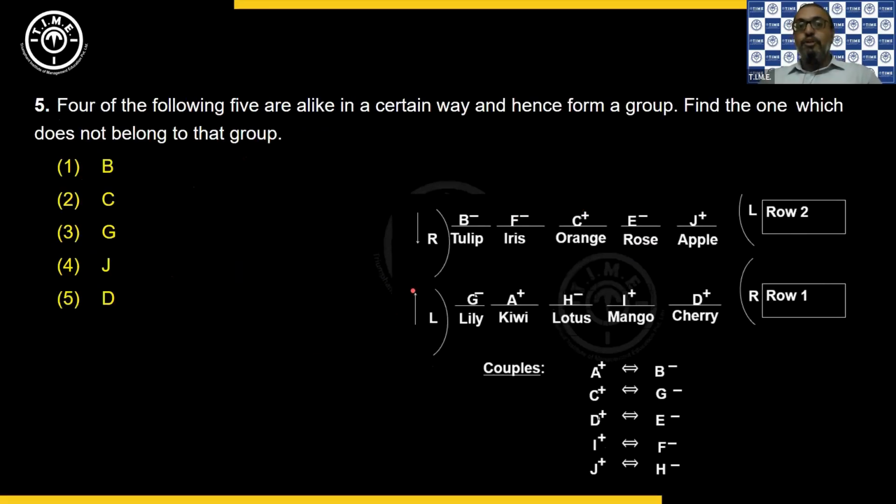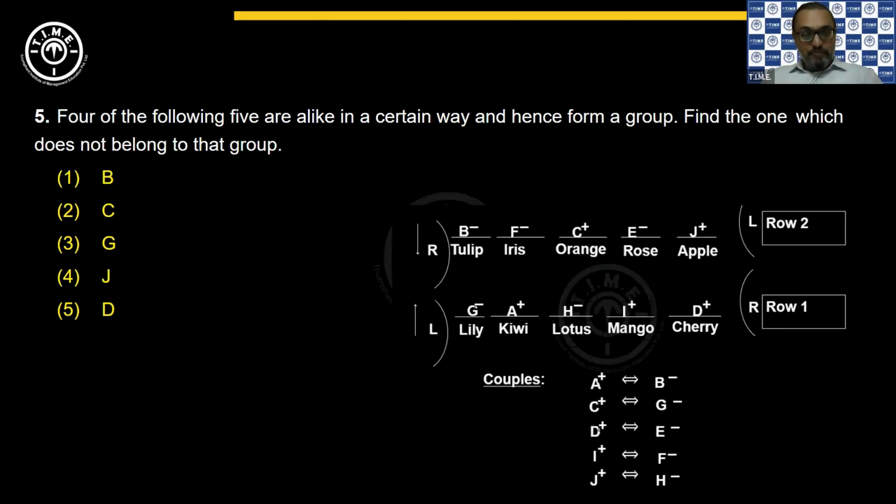Then, four of the following five are alike in a certain way and hence form a group. Find the one which doesn't belong to that group. So it's an odd man out format. See which is not in the group. Okay, Praful says C, choice 2. So we have B, C, G, J, D. Likita says G.